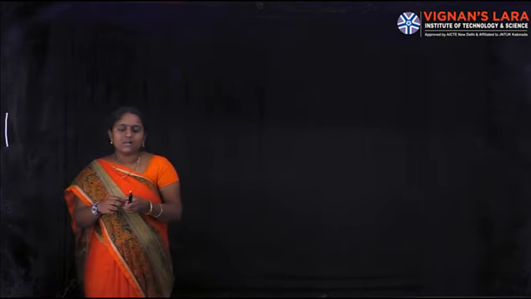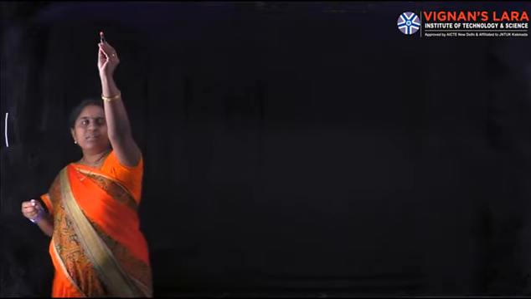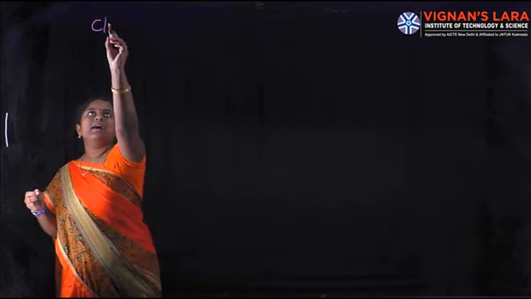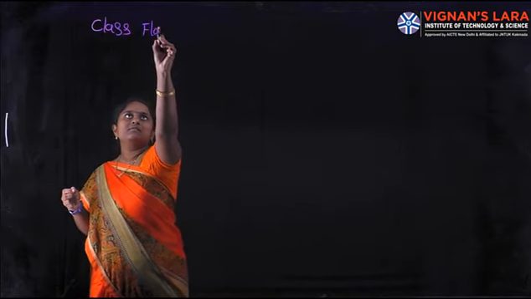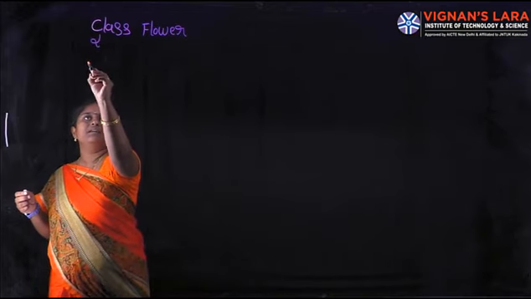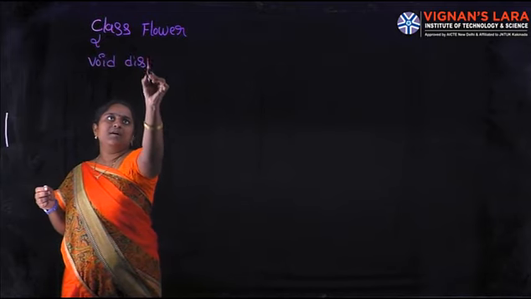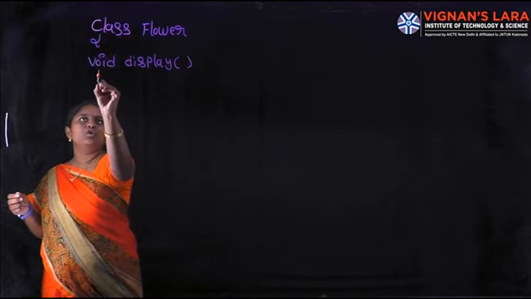Let us see another example. Then you can get much more clarity about this concept, runtime polymorphism. Let me explain a small example here. Here I'm writing one class, Flower. In this class, I'm defining one method, void display. What is the body of this method?